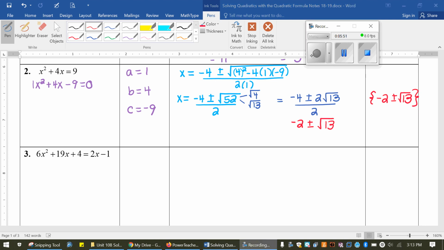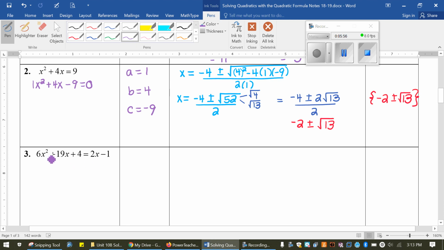Okay, moving on to number 3. We're going to have to move terms here in order for us to get this into standard form. So we're going to subtract 2x from the 19x, and then we're going to add 1 to the 4. So we'll end up with 6x squared plus 17x plus 5 equals 0. So our A is 6, our B is 17, and our C is 5.